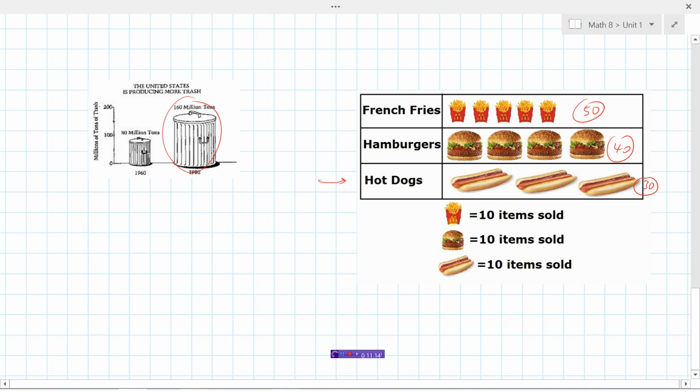The problem is the size of each of these images was different. And so the illusion, or the misrepresentation, is it looks like hot dogs are the most common thing sold, when really they should be the shortest because there's only 30 of those, and the French fry should be the longest bar. So these are ways that we can misrepresent data, and we want to be sure that we understand the graph so that if someone does show us a graph that is misleading, we can look at it and say, this is a misleading graph. This is actually what the information is showing.